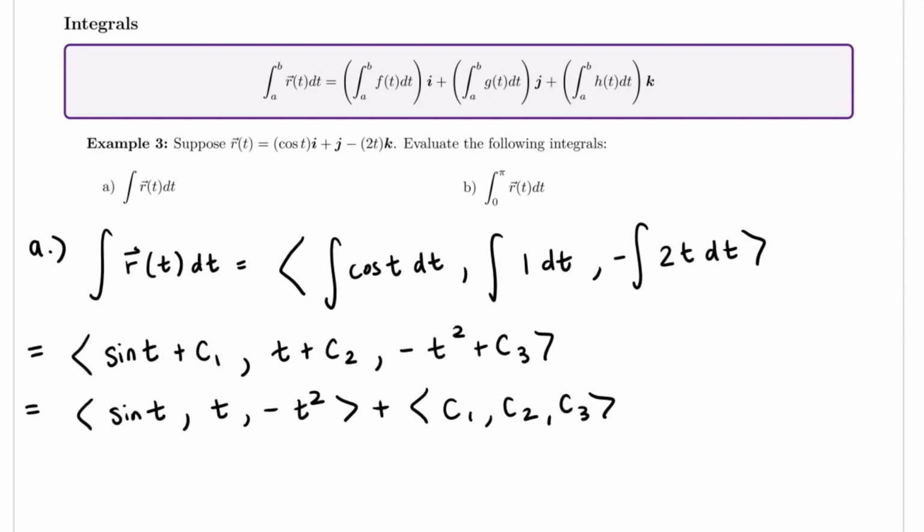So I've written that as the sum of two vectors, but more commonly, instead of writing it like that, I'm just going to put some vector constant like that. And so this would be our final answer.